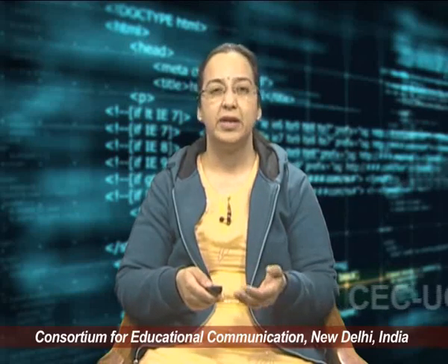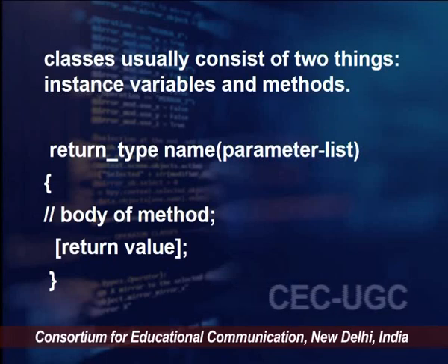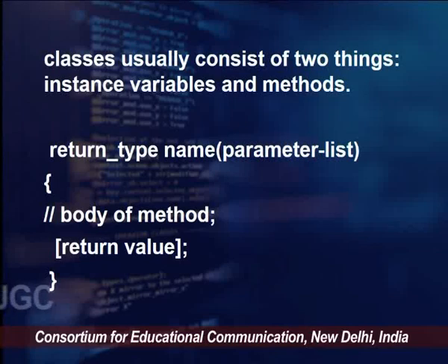That is something which we have seen, and we have also seen how to assign the object reference variable. So, moving forward we come to instance methods. When we talk about instance methods, a class usually has two things: one is instance variables and the other is instance methods. Instance variables we have already seen in our previous example.